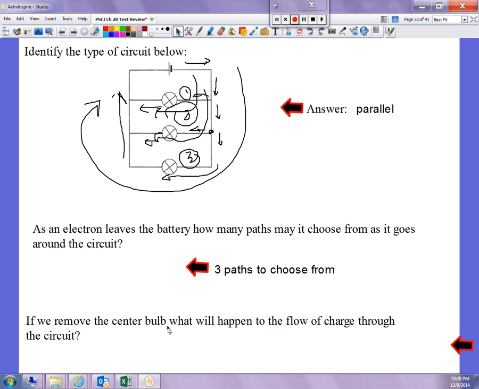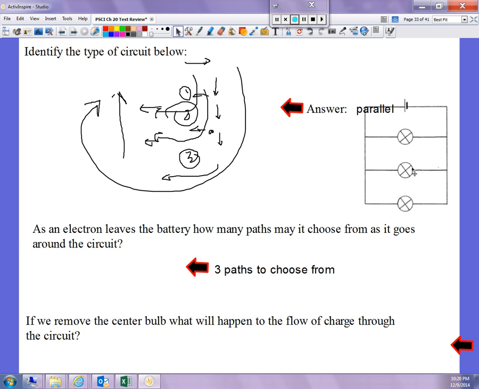All right, if we remove the center bulb, this one right here, if we take that center bulb out, let me move it over here so we can see it a little better. If we take this center bulb out, what happens to the flow of charge through the circuit? I'll pause for student response.